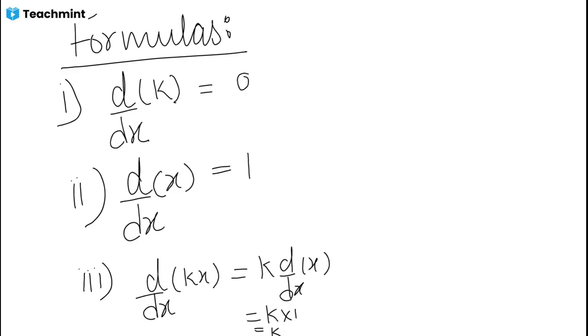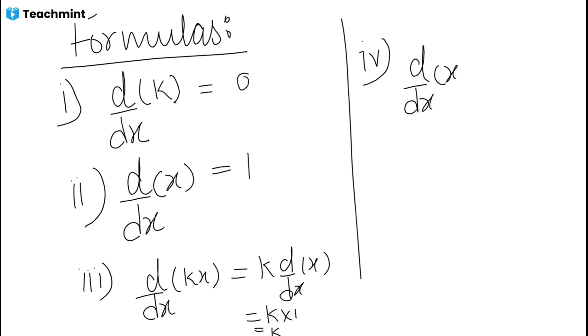Got it? The next main formula, most important: if you have a power of a variable, then how can you differentiate? Just write the power first and just subtract 1 from its power. This is the differentiation of x to the power n.